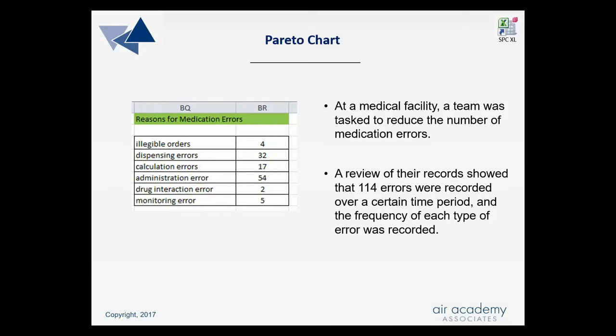So the reasons include illegible orders, dispensing errors, calculation errors, etc., as you can see in the table on the left. And the second column denotes the number of times they recorded an illegible order or a dispensing error and so forth. So there are two columns here. The leftmost column gives the category of interest. The rightmost column tells you the frequency, or the number of times that category occurred.